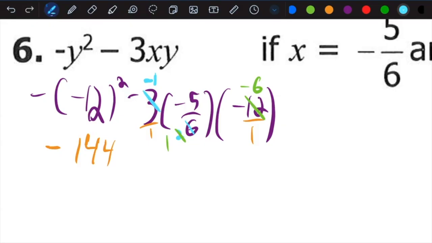Now as we multiply straight across, we have negative 1 times negative 5, and it'll be times negative 6. So if I just do 2 of those at a time, negative 1 times negative 5 is positive 5 times negative 6.